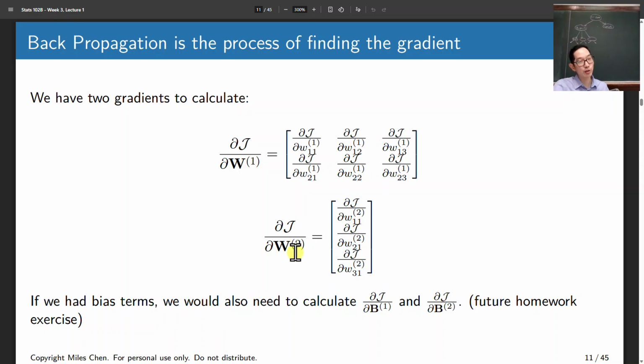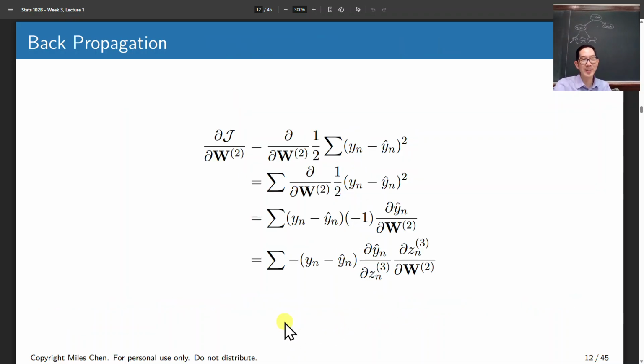And then our W2 matrix has 3 terms in it, and we're going to find the gradient, which is also going to be a matrix of partial derivatives. We have 3 terms in W2, so we'll have 3 terms in our gradient with respect to W2. If we had bias terms, we would have gradients with respect to our bias matrices. And that's for your homework.